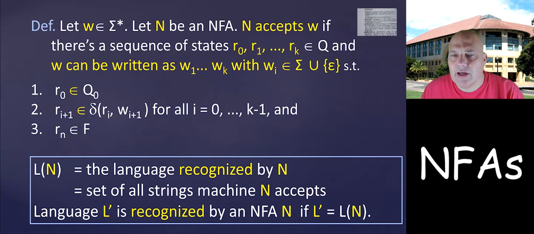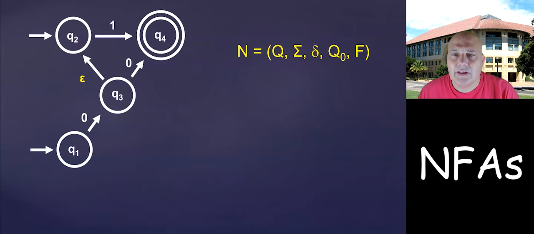L(N) is now the language that is recognized by N, which is exactly the set of all strings that the machine N accepts. And a language L' is recognized by an NFA if L' is equal to L(N). So it's the same terminology we had for DFAs. Again, let's formalize this notion, and we'll do it once in lecture for an NFA.